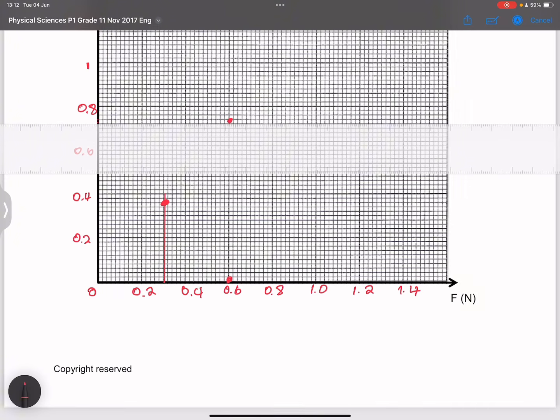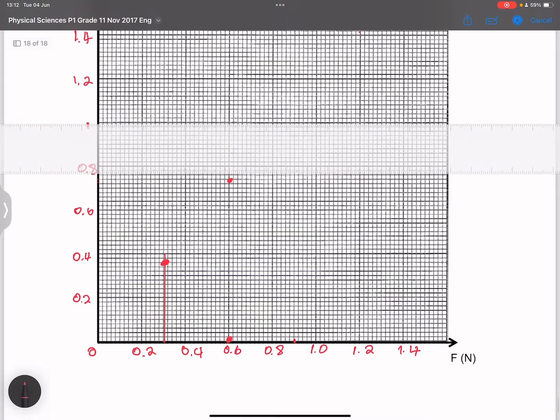Right, and our next value is 0.9 and 1.09. So 0.9, again, it's midway between those two values, and 1.09. Okay, so 1.09, so that's 1.